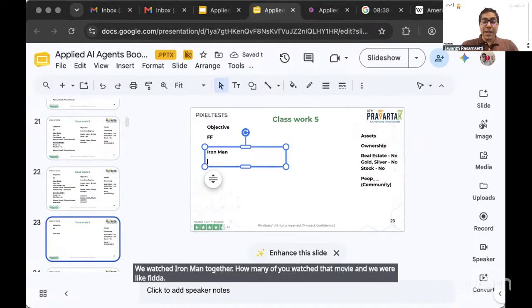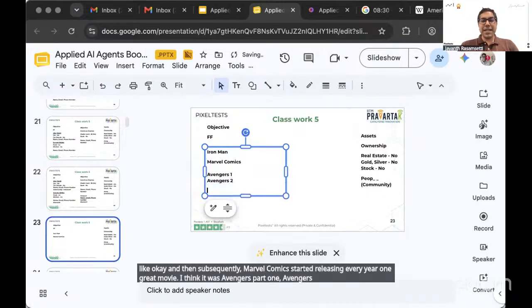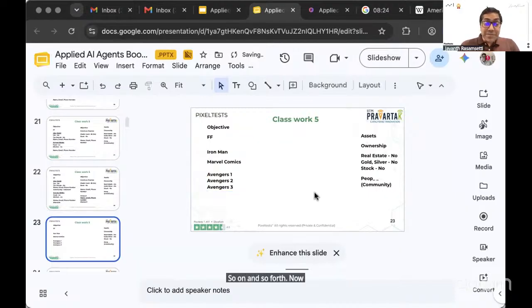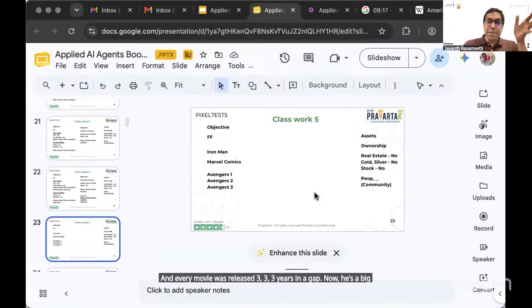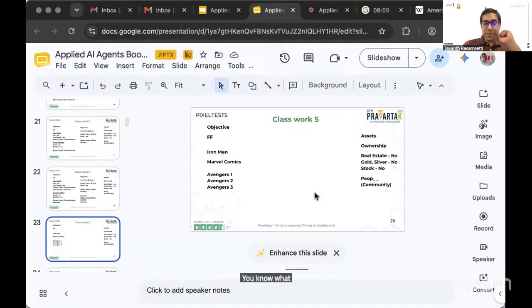And then subsequently, Marvel Comics started releasing every year one great movie. I think it was Avengers Part 1, Avengers Part 2, Avengers Part 3, and so on and so forth. Every movie was released 3 years in a gap. Now, he's a big gamer and he's a very big Marvel Comics fan. When I was returning from US from one of my trips, you know what Ajay made me do?